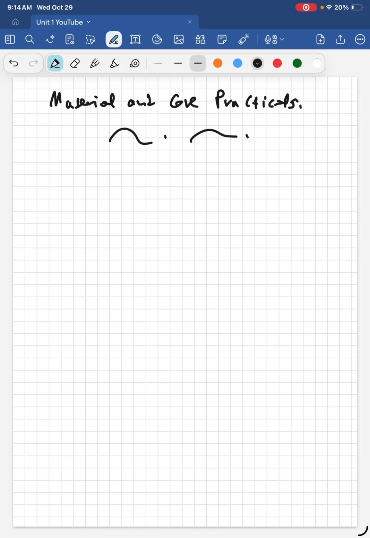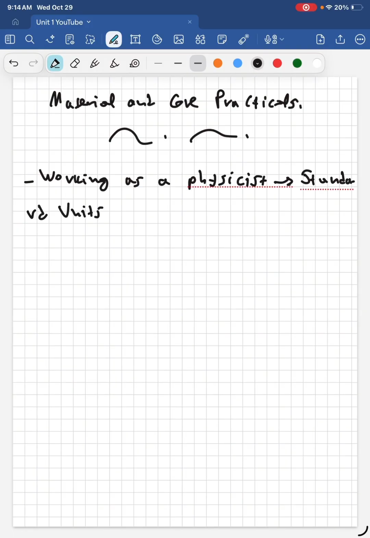So the material and core practicals. The first, kind of the zeroth topic, is called Working as a Physicist. In this short chapter, we will discuss the standard units used in physics, and we will also discuss estimation problems. It's a short chapter.